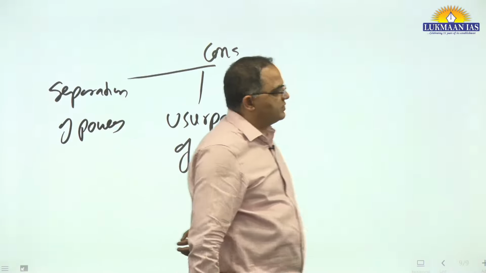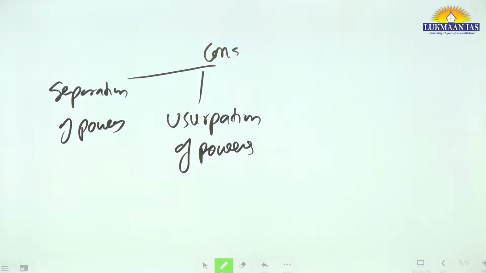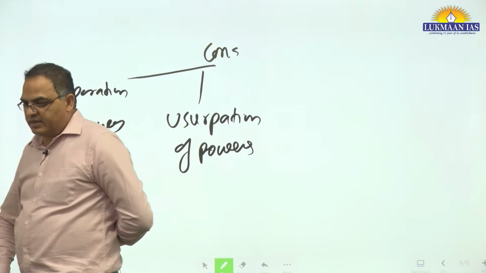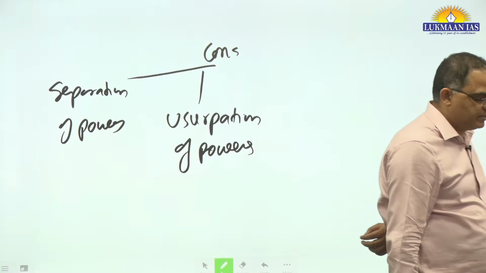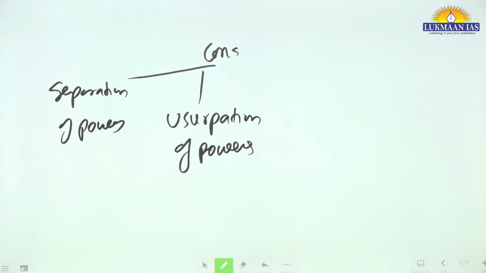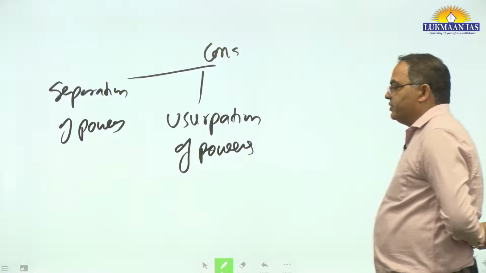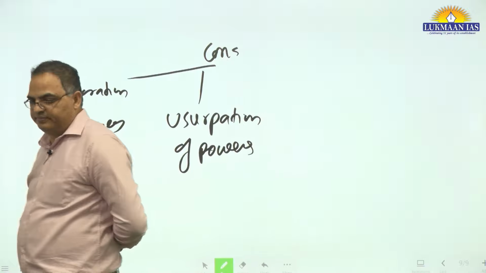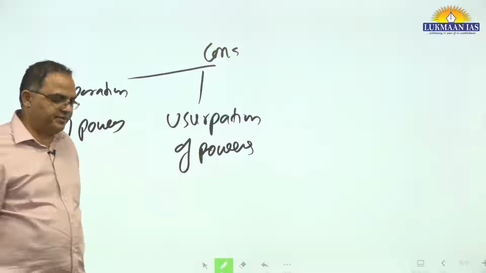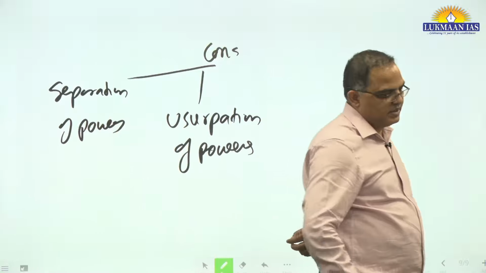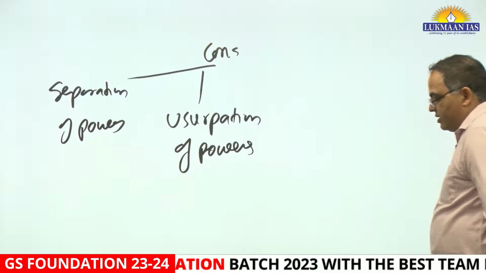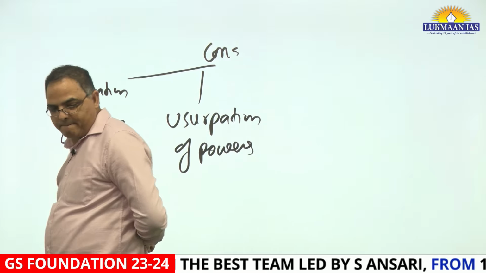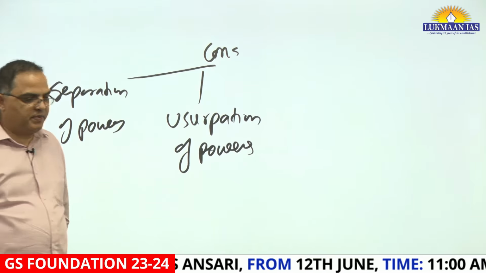Next, usurpation of powers. It results into executive encroaching the powers of legislature, which can become basis for executive and bureaucratic excesses in terms of arbitrary exercise of powers.